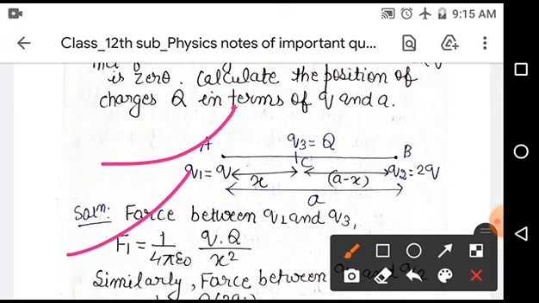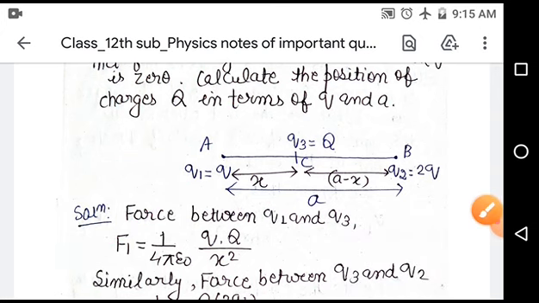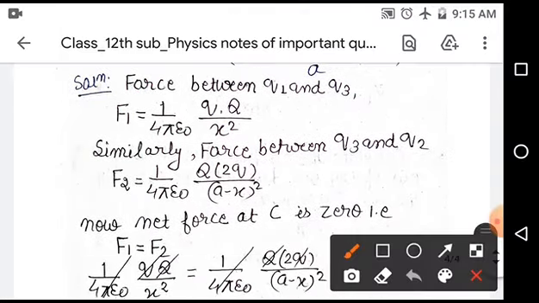First of all, we will find the force between charge q1 and q3, and it will be F1. So F1 equals 1 upon 4 pi epsilon naught, small q capital Q upon x square. In the same way, we will find the force between the remaining two charges Q3 and Q2. So F2 is equal to 1 upon 4 pi epsilon naught, capital Q into 2q upon (a minus x) square. Now, it is given in the question that the net force at point C is 0. That means both forces F1 and F2 should be equal.